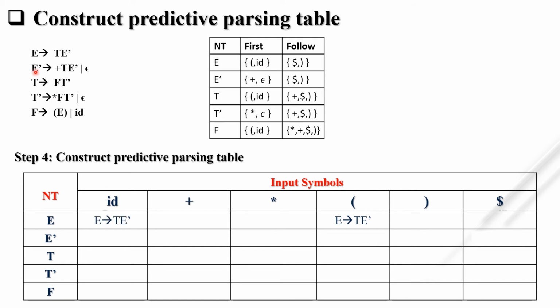Now similarly for this E dash, what is the first of E dash? Plus. Where do we get this plus? From this production only. Okay, we don't have to write the second alternative. This first alternative we have to write in plus, that is E dash tends to plus T E dash here. Okay, now when null will be there, we have to put E dash tends to null in dollar and in closing bracket.